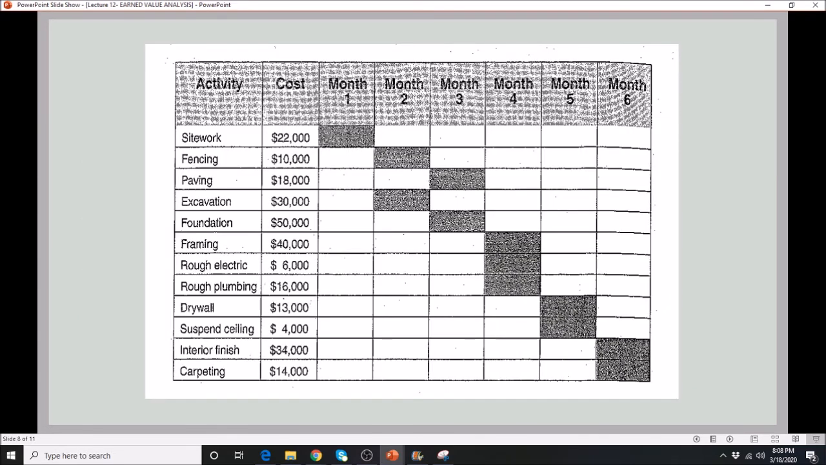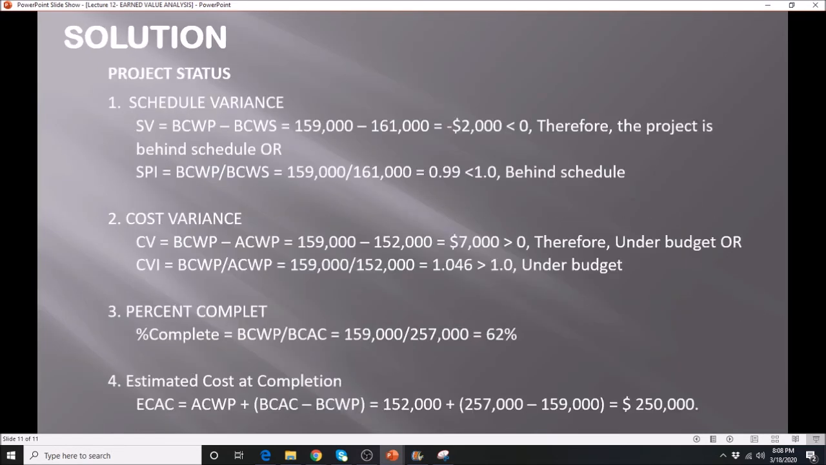Alright, so going back here, use the second formula. It should tell you the same assessment on the status. It is both under budget. So you divide those two values, and yes, it's greater than 1, so it should be under budget. So what about the percent complete? The percent complete is just a ratio between your BCWP and your BCAC. Plug into your equation, it gives us here 0.62, or 62%.